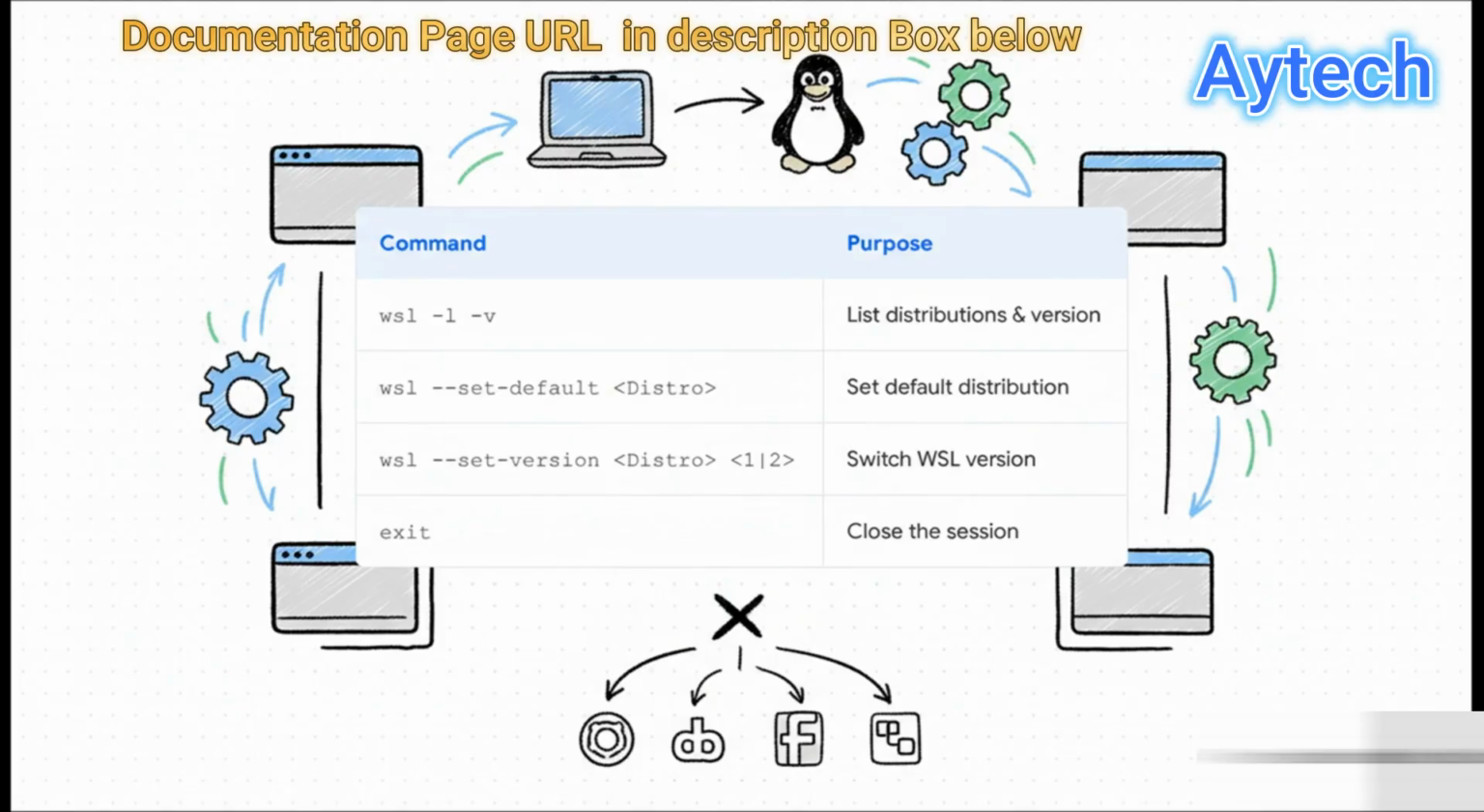And here's your first little toolkit for managing WSL. The command wsl -l -v is one you'll use all the time. It just lists every Linux distro you have installed and what version it's running. If you have a few installed, you can set your favorite as the default. And of course, when you're done, just type exit to close the terminal. These are the commands you'll be using day to day.